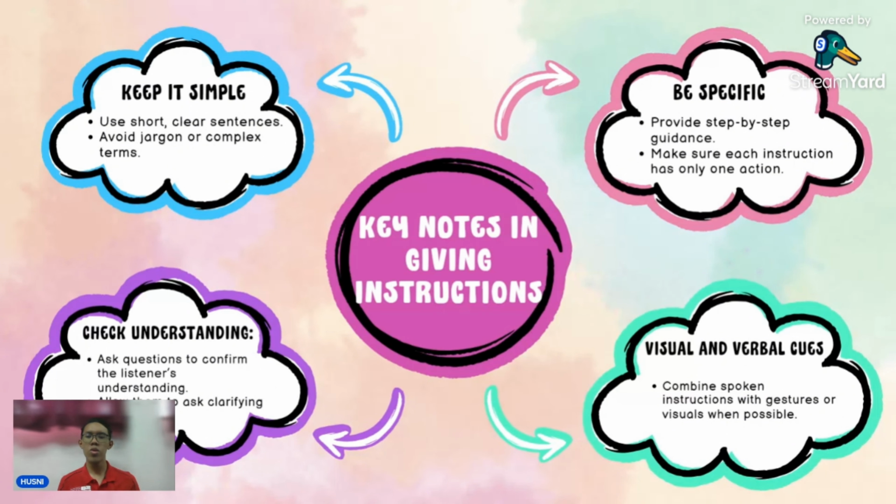And lastly, visual and verbal cues: combine spoken instructions with gestures or visuals when possible. She had this one slideshow that had the word swap, if you noticed it at this time frame. While she was giving the instruction, she showed the word swap. So she was using other visual cues to help her.